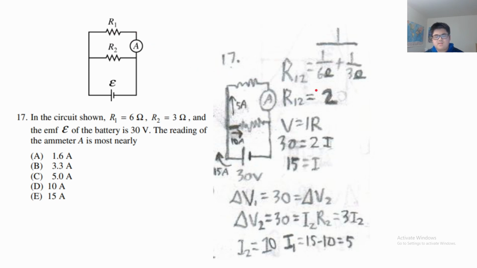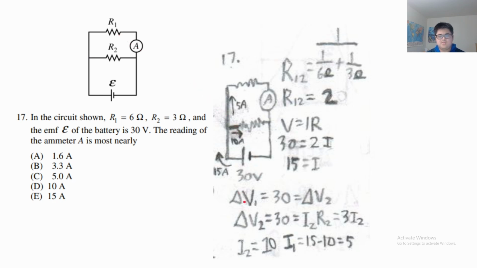So how do you know this? Well, this is where Kirchhoff's loop rule comes into place. The total change in voltage across a loop has to be 0. So therefore the change in voltage across the battery and the change in voltage across the resistor have to be equal. And the change in voltage across the battery has to also be equal to the change in voltage of this resistor.